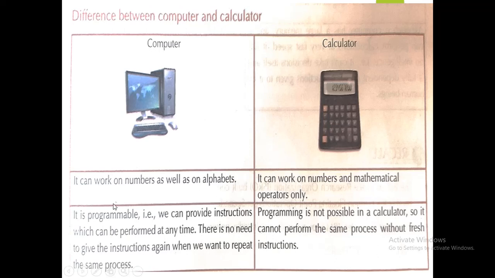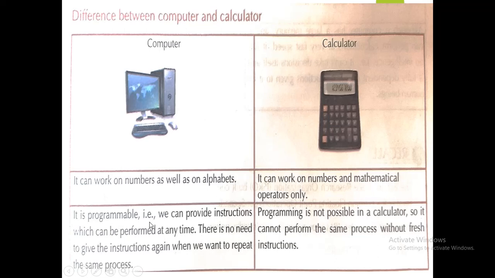So computer can work on numbers as well as alphabets. Okay, so we can see here in the tabular column the difference between computer and calculator. A computer can work on numbers, and it can even work on alphabets. But a calculator can work on numbers and mathematical operators only. So it can only work with numbers and some mathematical operations.